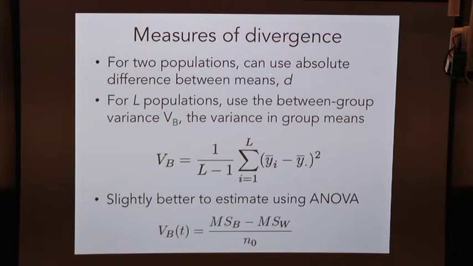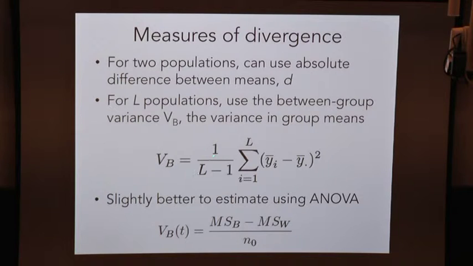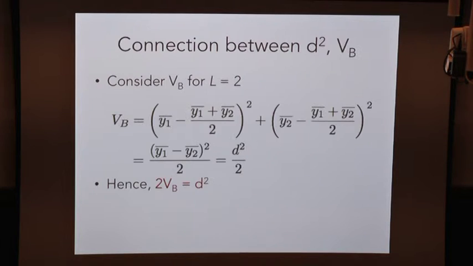Finally, let's just connect an absolute difference in means with the variance. You might imagine there's a connection, and there actually is. It's pretty straightforward. Let's look at the between group variance when L equals 2. Well, L equals 2, that's just 1 over 1 times y1 minus y bar, squared, plus y2 minus y bar, squared. Y bar is y1 plus y2 over 2. So first value, second value, a little bit of algebra shows that's d squared over 2.